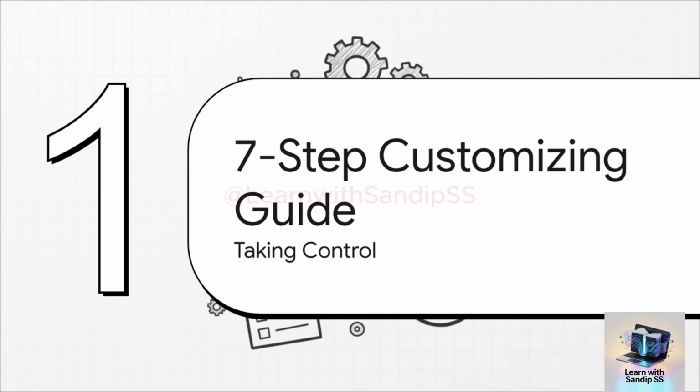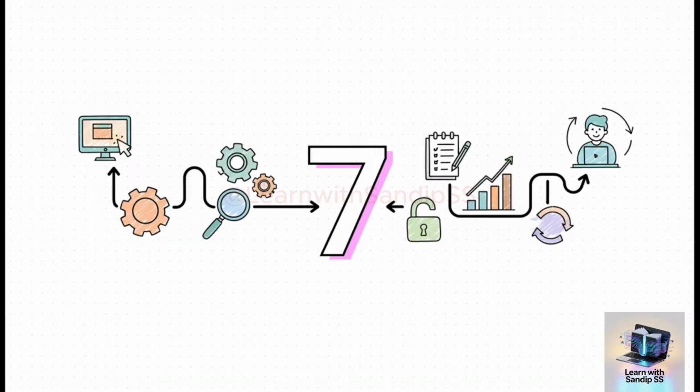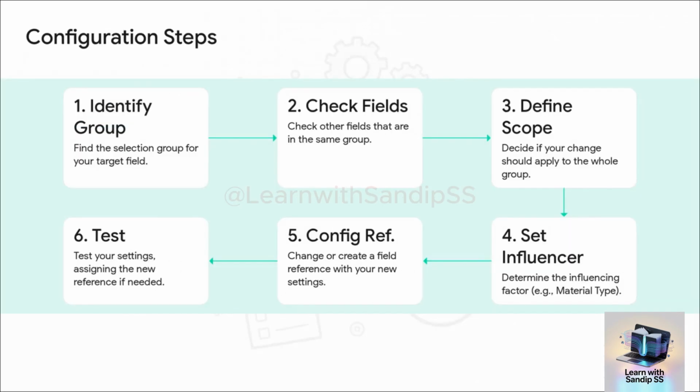So with those 2 ideas, field groups and field references, in our back pocket, let's put it all together. Now we're getting to the good stuff. Here is the exact 7-step guide to take you from theory to a live, customized, and much, much smarter screen. Yep, it all comes down to a clear 7-step process. Ready? Let's get into it. Okay, let's walk through this.